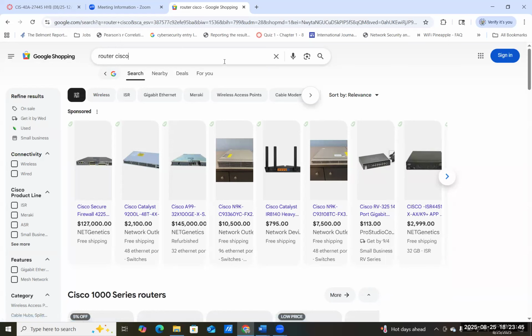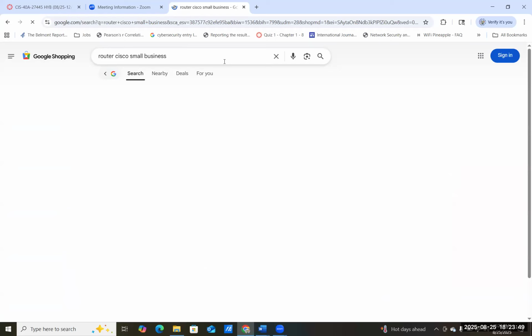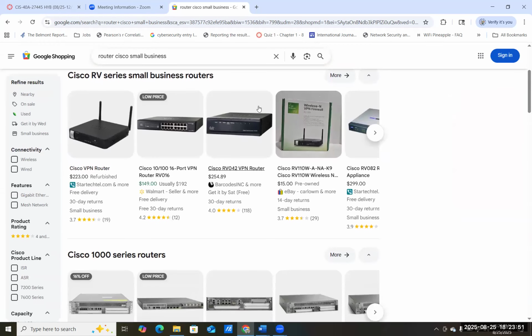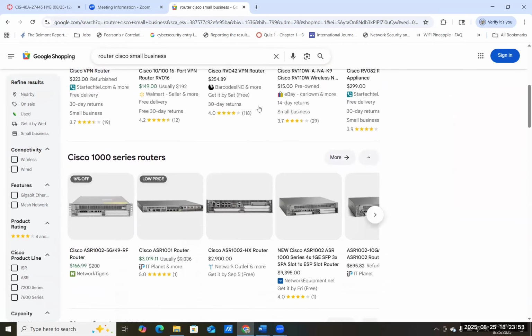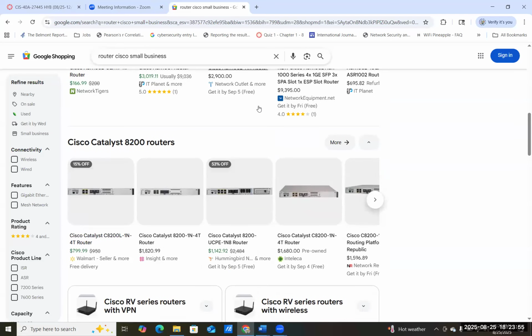And then you can also add in small business to narrow down your search, okay? And so you can find something of choice. So as you notice, the routers don't have a lot of ports connected. It's only going to have maybe a few in and out. That's it. It's like the freeway.